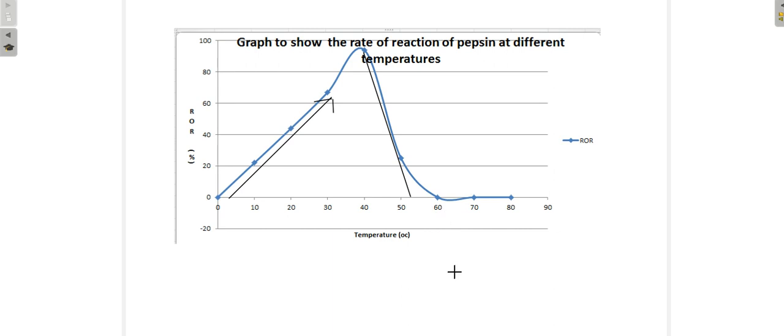Now, I hope that has helped explain some of the ways in which we can describe and explain data. Remember, first of all, describe and then explain. Try and include the data that you're using. Make sure you use numbers, and that's really important.